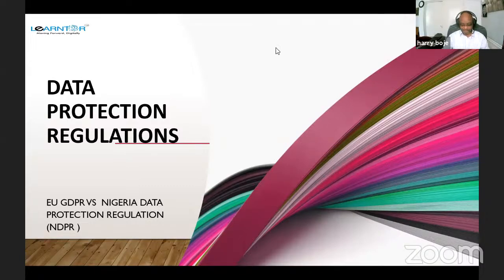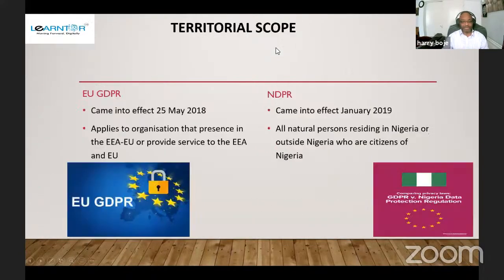So what is this GDPR, the EU GDPR? Let me just say, you will also come across, when you do your research, another version called the UK GDPR. It is similar to the EU GDPR. It's just because the UK is no longer in the EU. Basically, that's the reason why.